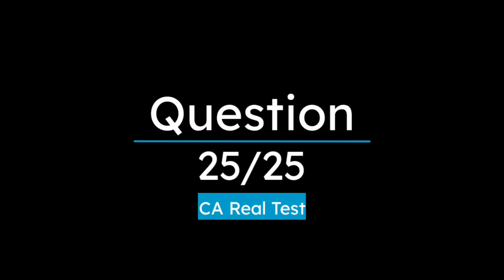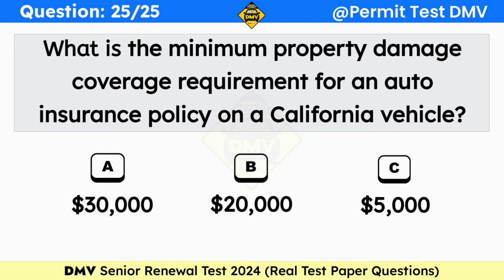Question 25. What is the minimum property damage coverage requirement for an auto insurance policy on a California vehicle? Option A, $30,000. Option B, $20,000. Option C, $5,000. Correct answer, Option C, $5,000.